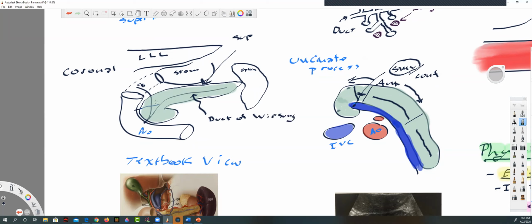And as you see, and we've talked about before, it actually comes down, connects to the common bile duct at the ampulla of Vater, and then both the bile and the pancreatic juice are both released into the duodenum at the same time. And remember, that's with CCK.